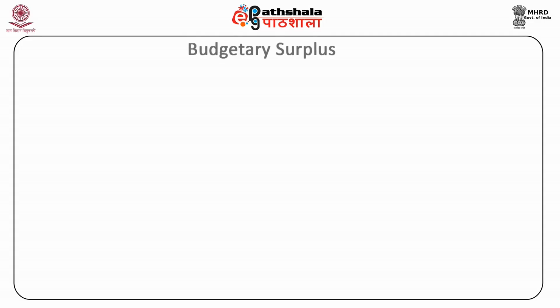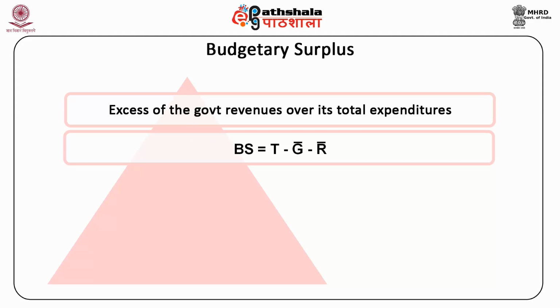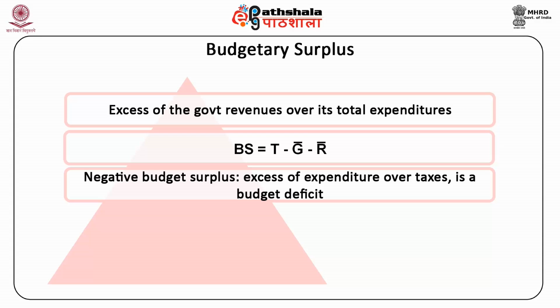Budgetary surplus is the excess of the government revenues, consisting of taxes, over its total expenditures, consisting of purchase of goods and services and transfer payments. That is, BS is equal to T minus G bar minus R bar. This is equation 17. A negative budget surplus, an excess of expenditure over taxes, is a budget deficit.